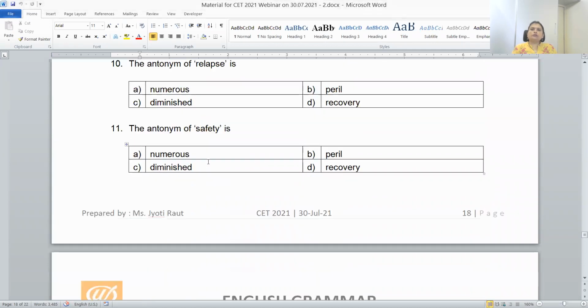Then comes number 10. Number 10, right? The antonym of relapse. What is the antonym of relapse? Yes. Option D is your right option. Recovery. Yes, recovery. Number 11. The antonym of safety. Children, what is the antonym of safety? Peril. Yes. Children, peril means, you know what? Some kind of a danger. Okay.